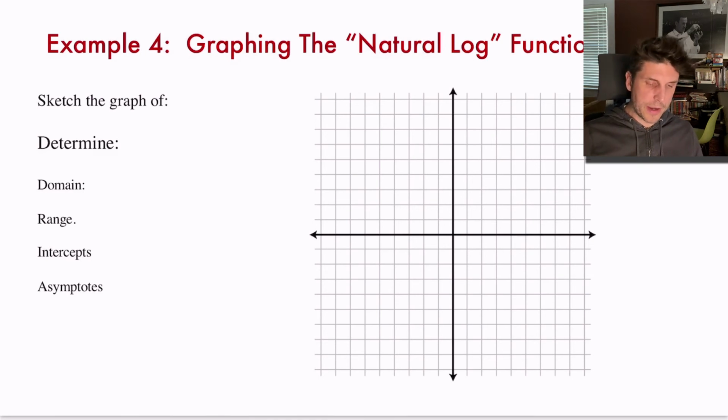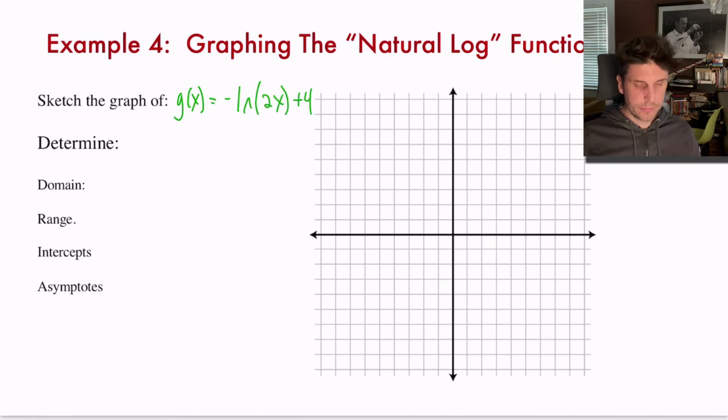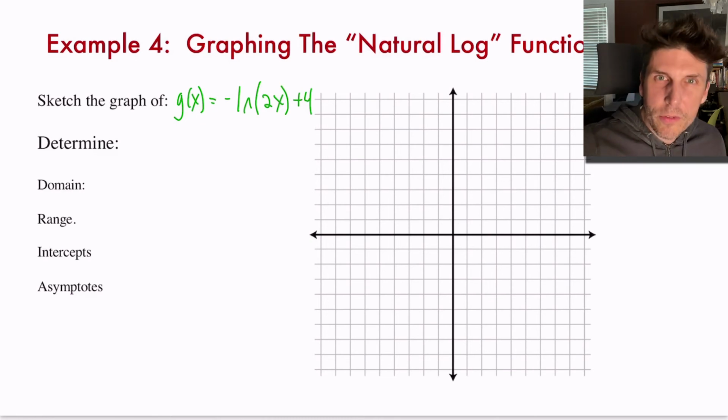I just wanted to talk about the natural log function, ln. So if somebody were to ask you to graph something like g of x equals, let's say, negative ln 2x plus 4. Okay, this is just another log graph, and as long as you know how to do transformations and establish a parent function, it's just going to be more of the same.